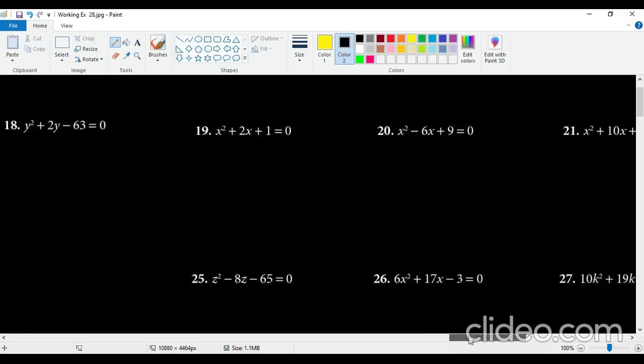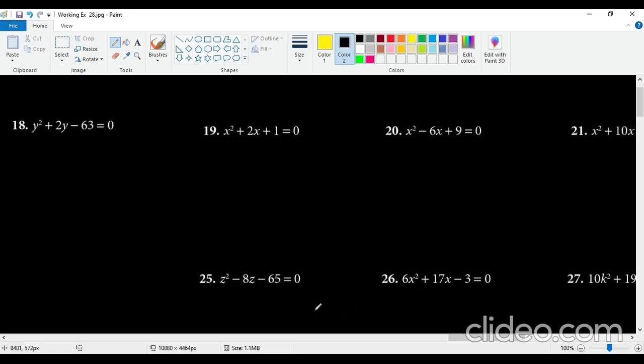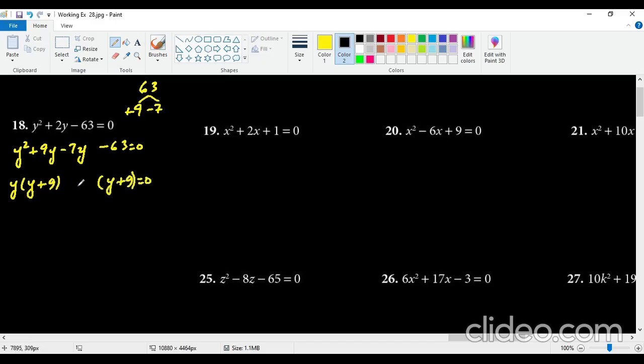Moving on to question number 18. In question number 18, we have 63. So 63 should be split in such a way to give you plus 2. So the two factors can be 9 and 7, plus 9 and minus 7. I will write the first one as it is, last one as it is, no change, and plus 9y and minus 7y is going to give us a plus 2y. So in the first two, I can see y is the common factor, y plus 9 in the first bracket copied, and minus 7 will be like this.